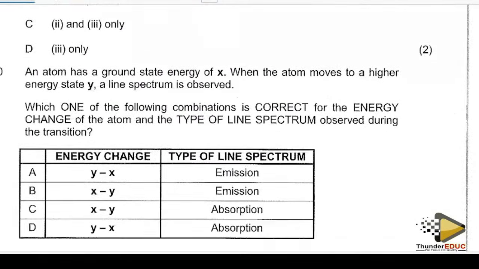Then 1.10. An atom has a ground state energy, that is X. When the atom moves to a higher energy state, which is Y, a line spectrum is observed. One thing we know is that when atoms move, if the energy at ground is X and the energy at the higher state level is Y.